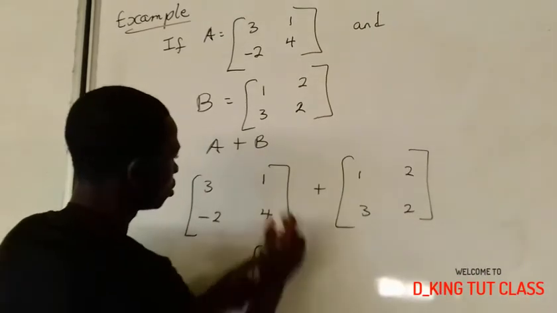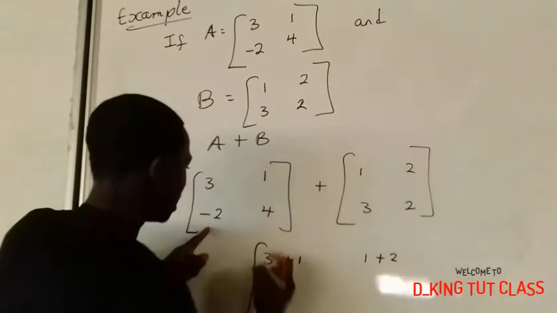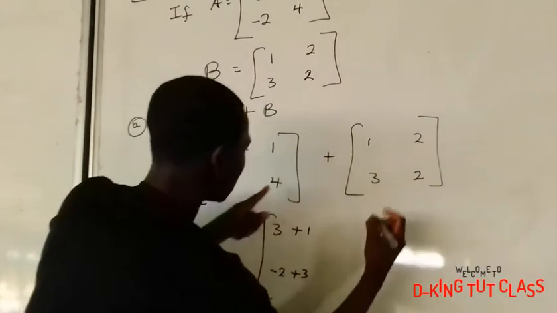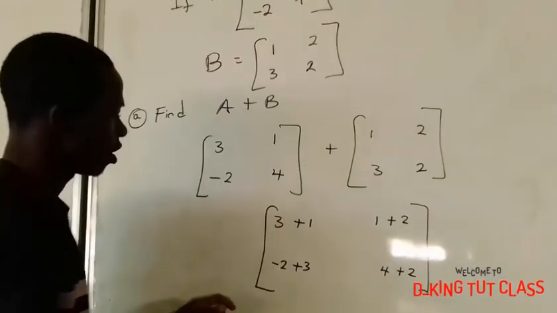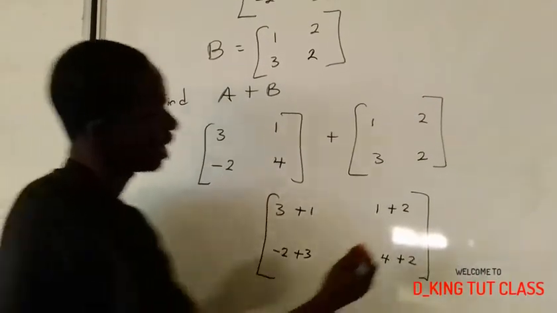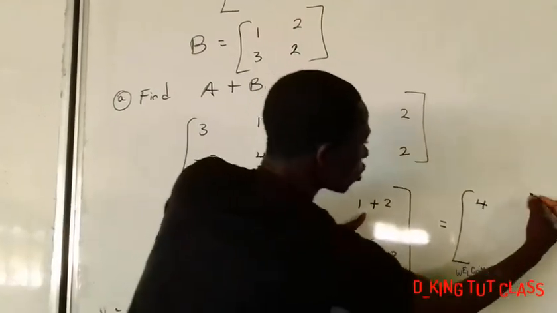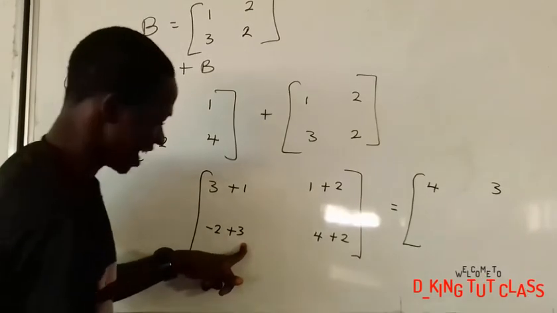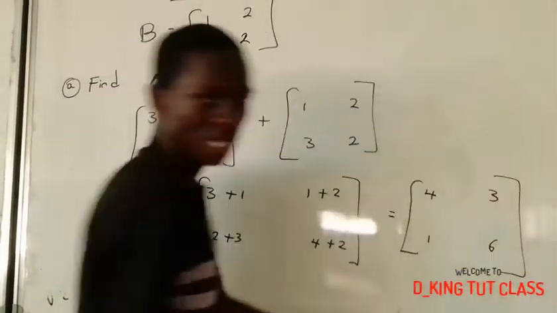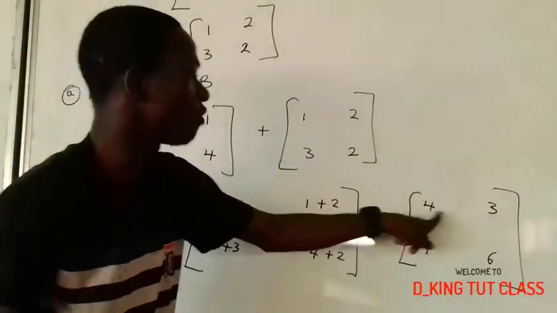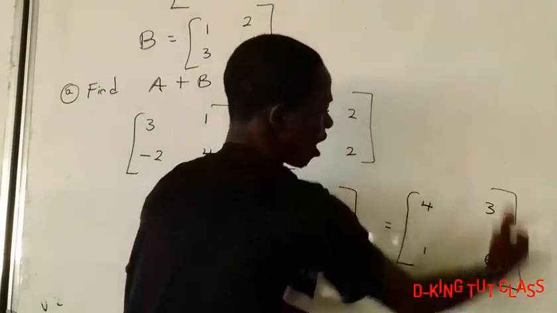So 3 plus 1, I wrote it here. Then the next cell, 1 plus 2, then the next one, minus 2 plus 3, then the next one, 4 plus 2. You get it? This has been simplified to a very large extent. So finally, my addition of A plus B: 3 plus 1 gives me 4, 1 plus 2 gives me 3, minus 2 plus 3 gives us 1, then 4 plus 2 gives us 6. So the addition of A plus B gives us 4, 3, 1, 6. A recap: these are rows and these are columns. Hope you understand.